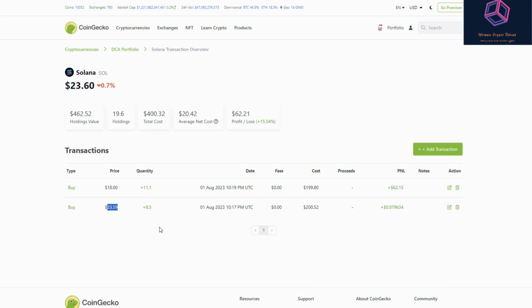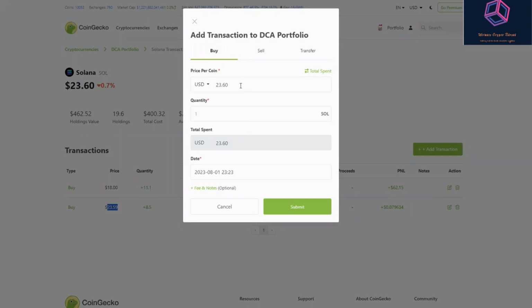So now, for example, from $18, if that drops another 25%, which will bring us to around $13, what I will do is go ahead and buy at $13, right? I will spend another $200. So that will become roughly 15.4 Solanas. So I'll add that on here.